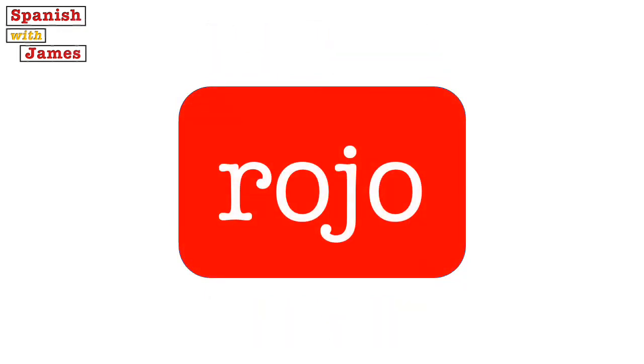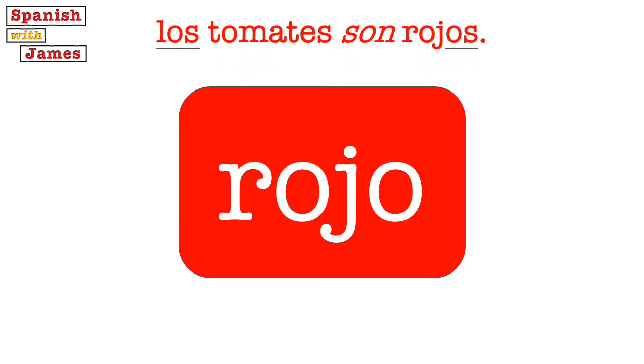There is rojo, rojo. Los tomates son rojos. So here we've got a plural word, tomatoes. So instead of saying es, meaning is, we have to say son, which means are. So tomatoes are red, los tomates son rojos. And notice that because it's masculine, los tomates, we gain an S on the end, but it keeps the O, so it goes to rojos.